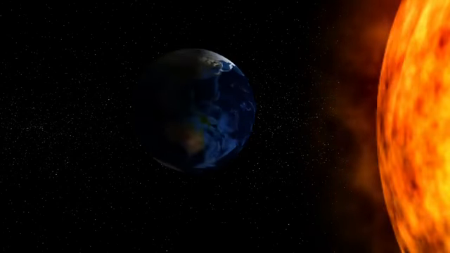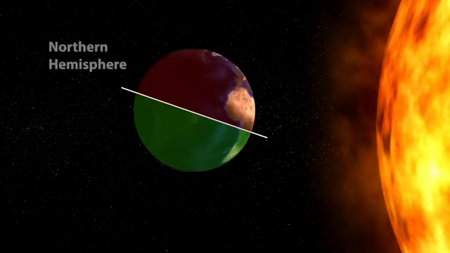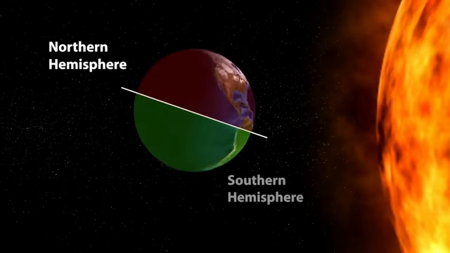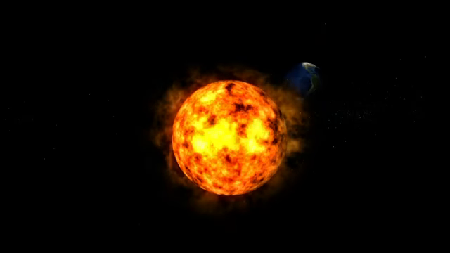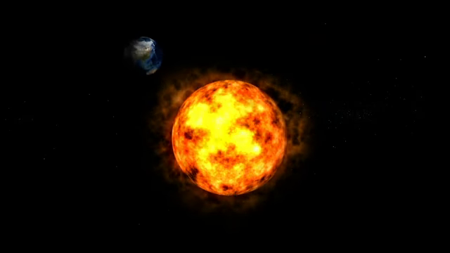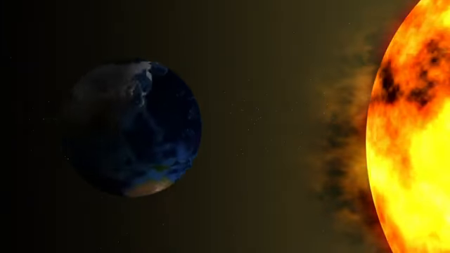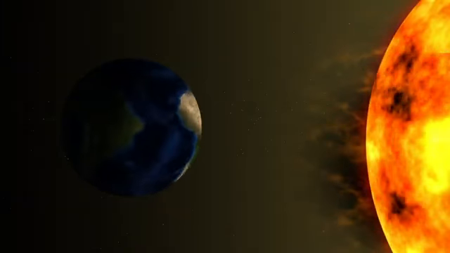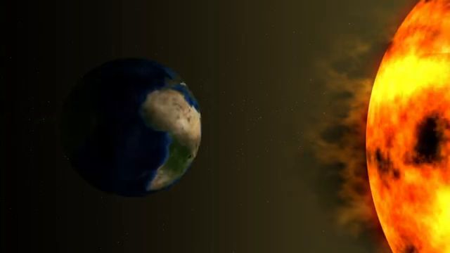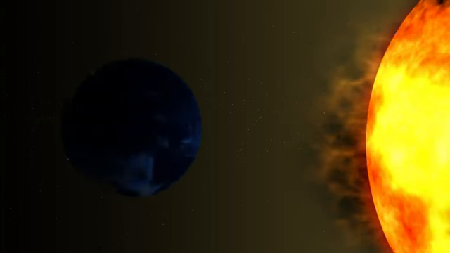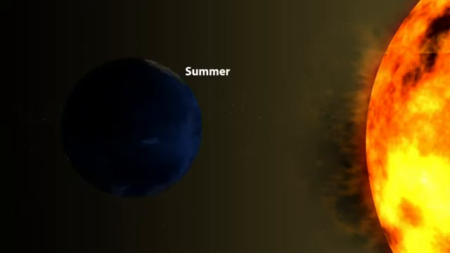The Earth can be divided into 2 parts, called hemispheres. There's the Northern Hemisphere and the Southern Hemisphere. When the Earth is positioned here, the Northern Hemisphere is tilted towards the Sun. It receives more direct sunlight than the Southern Hemisphere. This results in warmer weather and more hours of daylight. It's summer.